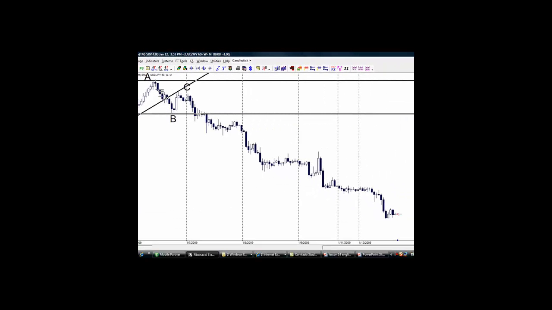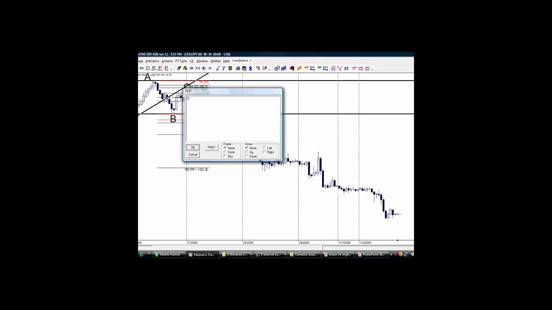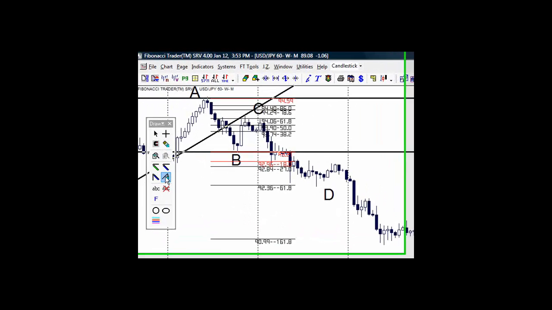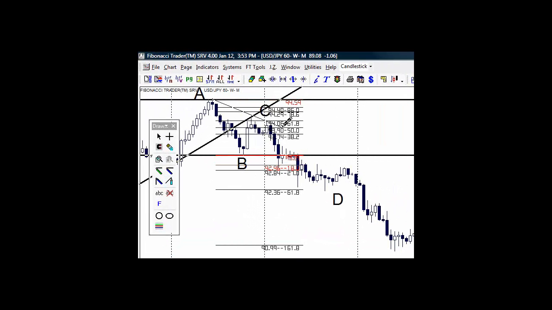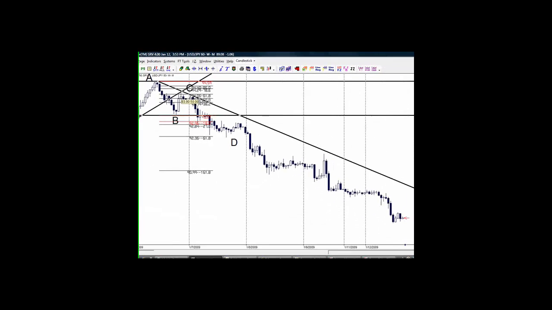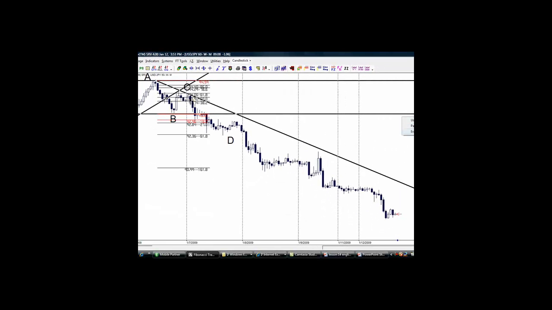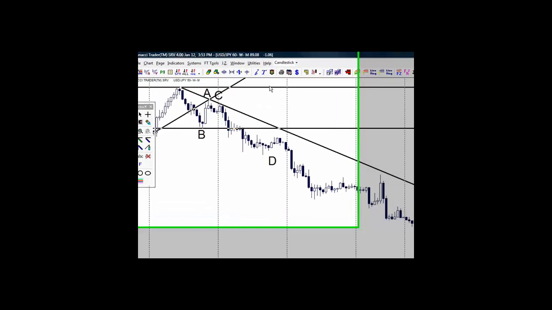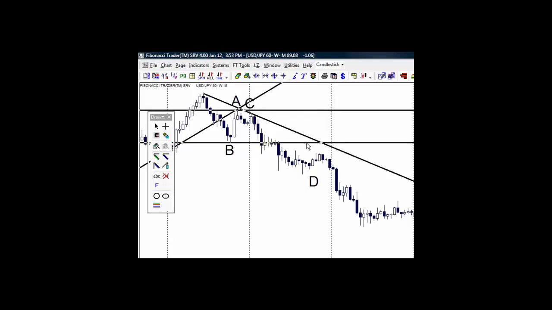So I could pull my Fibonacci tool from A to B, and look how the market extended here. Okay, and I could draw my trend line here. Okay, and we're in a downtrend. Now we could replace this and say we want to move all the way to the present. So we say, okay, this is the new A. Bring down my line here. This was the new B.